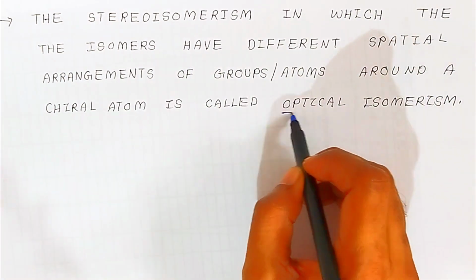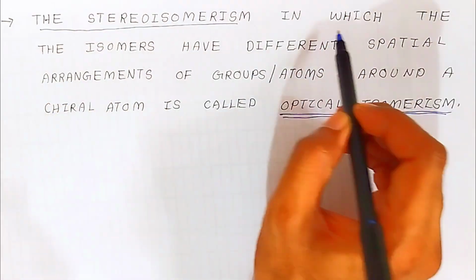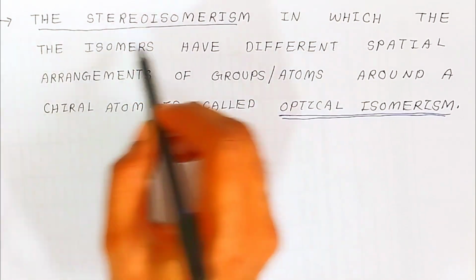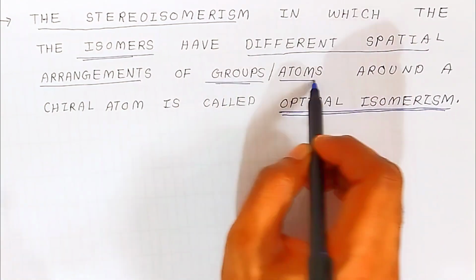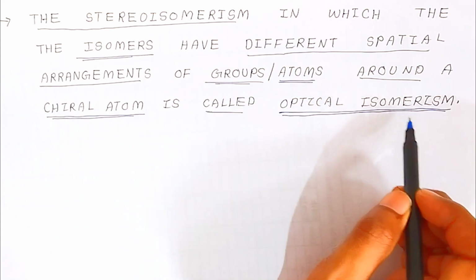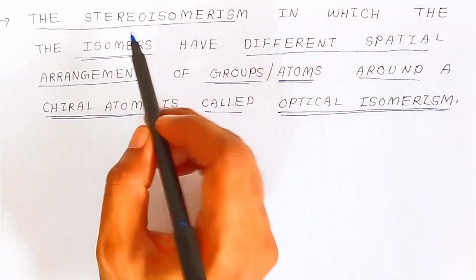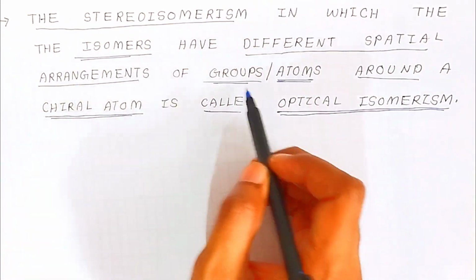What is optical isomerism, students? Sometimes they ask this in the examination. It is a stereoisomerism, in which the isomers have different spatial arrangement of groups or atoms around a chiral atom. That is called optical isomerism. So optical isomerism is nothing but a stereoisomerism in which the isomers have different spatial arrangement of groups or atoms around a chiral atom.